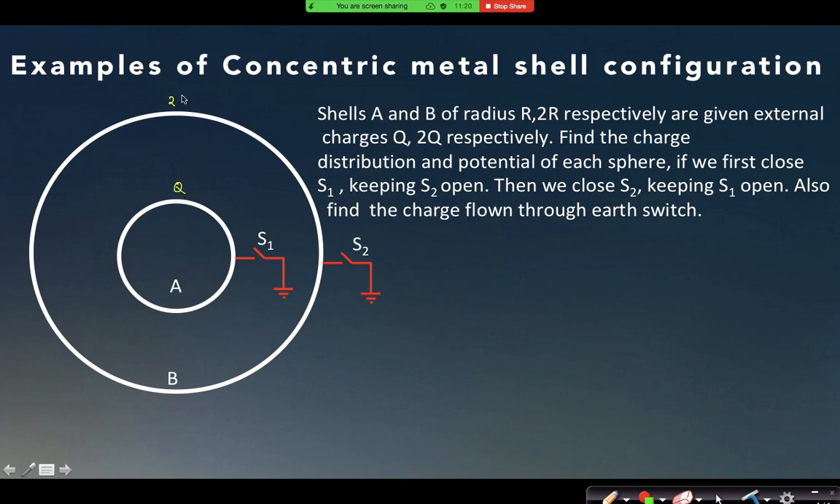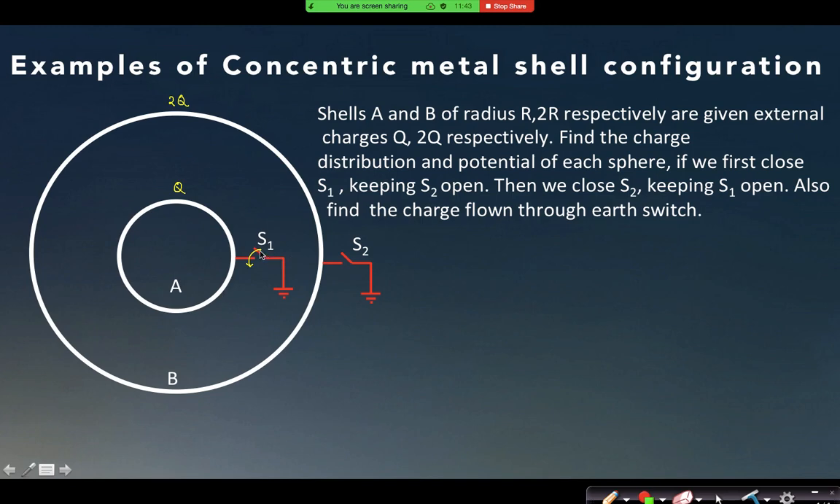According to your question, the charges given on the shells are q and 2q. Sir, I have -2q/3 and -q/2. Okay, let's try to solve it first. Find the charge distribution and potential of each shell. First we close the switch S1, and S2 is open in that case.